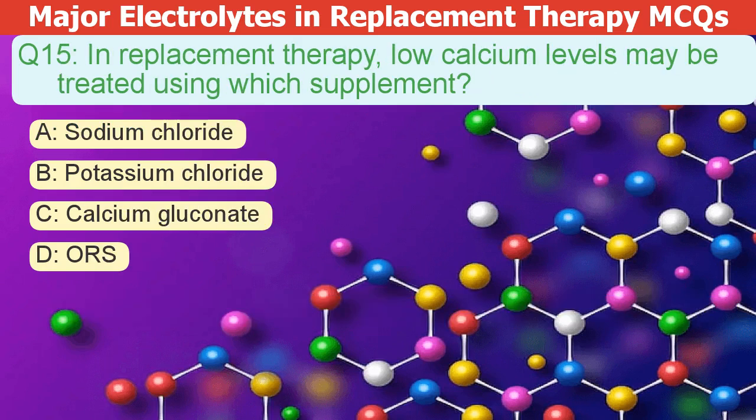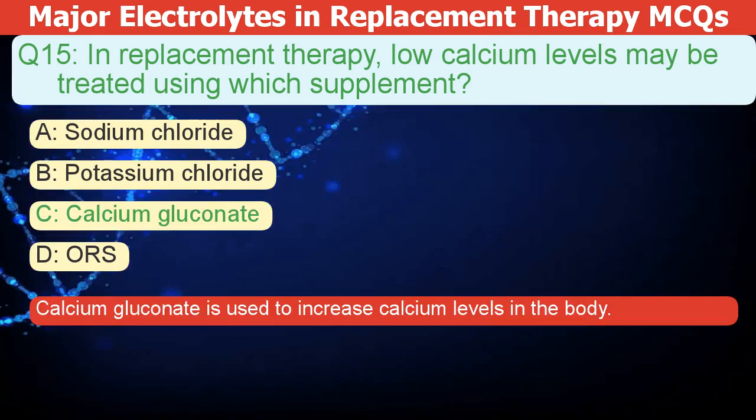In replacement therapy, low calcium levels may be treated using which supplement? A. Sodium chloride. B. Potassium chloride. C. Calcium gluconate. D. OS. The correct answer is C. Calcium gluconate is used to increase calcium levels in the body.